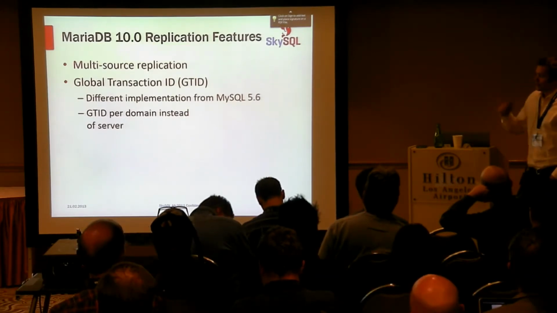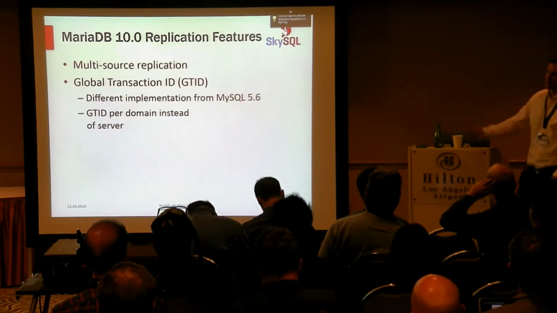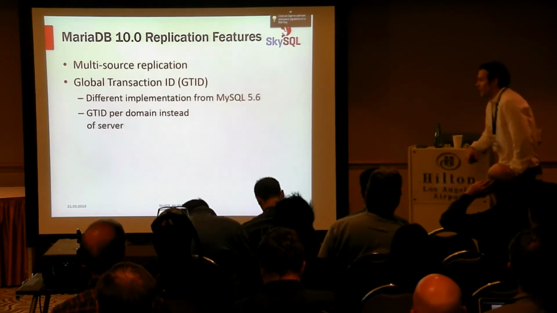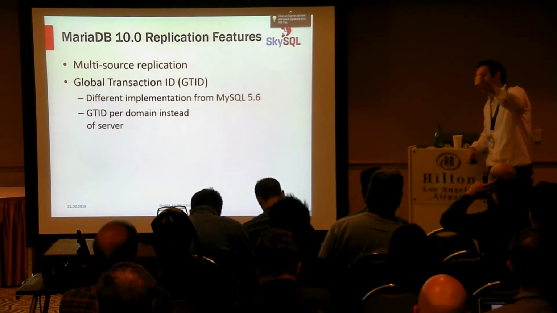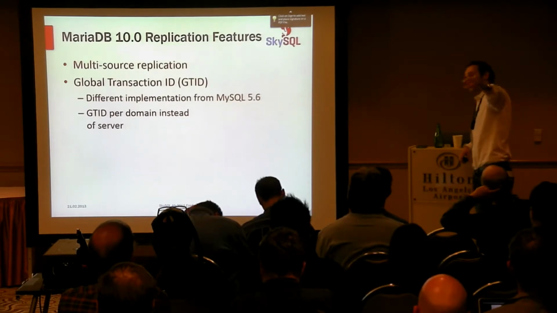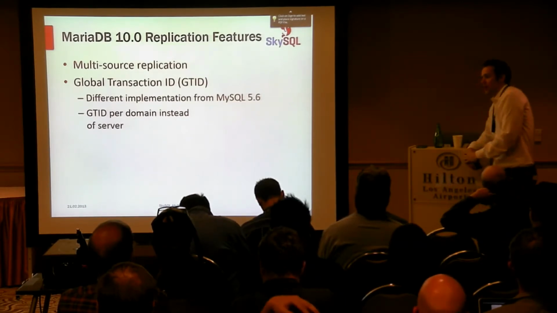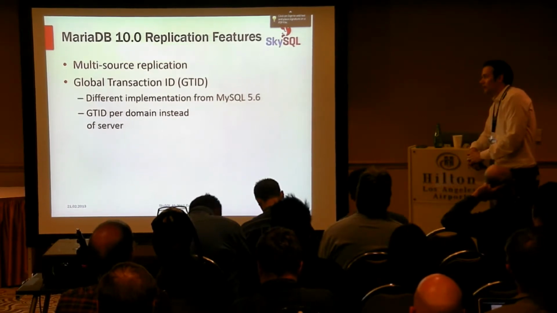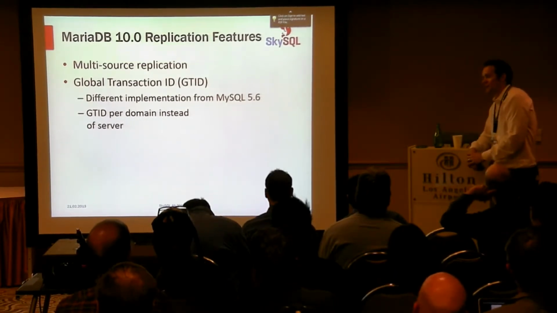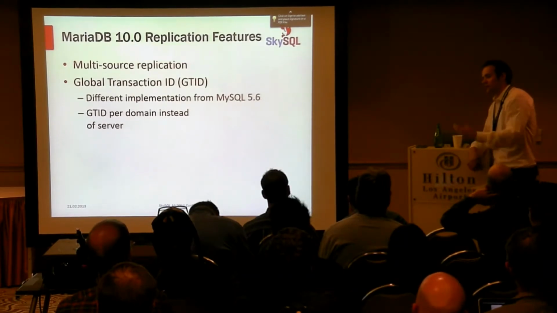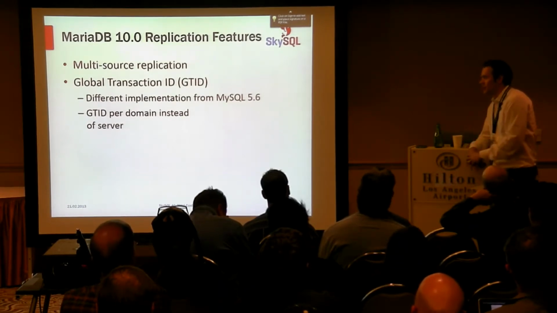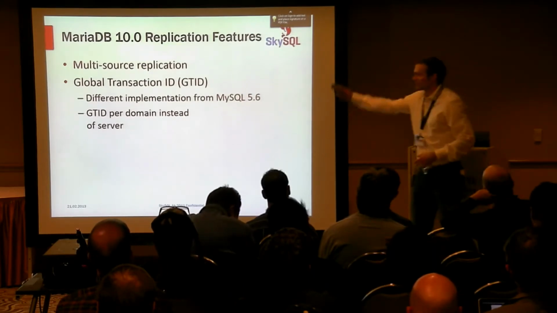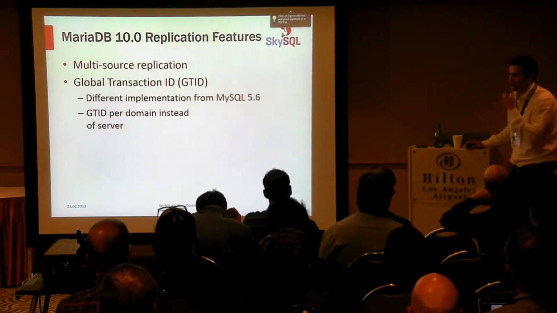They're also adding global transaction ID, but it will be a different implementation than MySQL. In MySQL, the global transaction ID is per server. The server that writes your transaction stamps the transaction, and that server ID will follow the transaction forever. In MariaDB, they do it differently. They have something called domains, which is configurable. A domain can be one server or many servers. Basically, each transaction gets a stamp per domain. The reason for this is partly that it should work with multi-source, and partly that it gives you great flexibility.